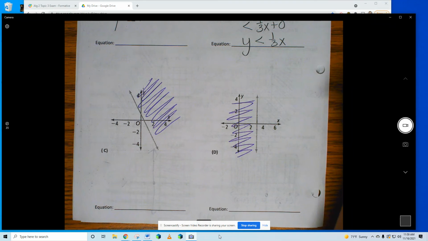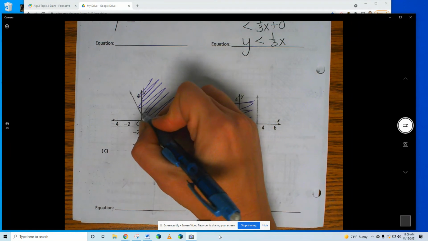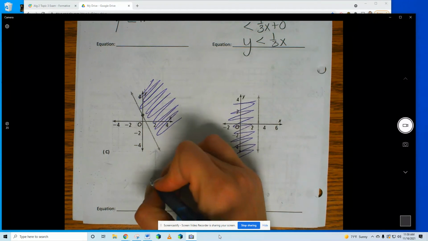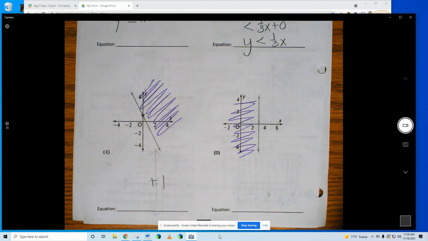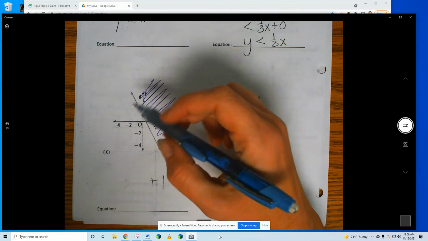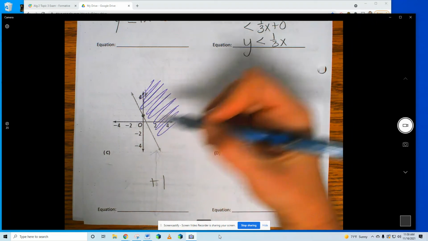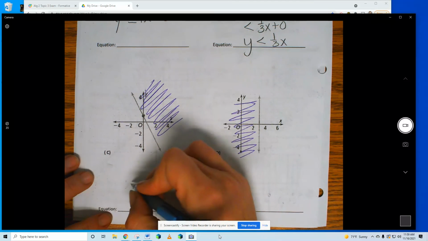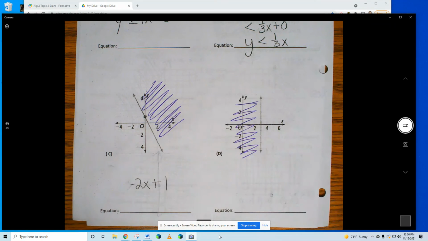My y-intercept is where I begin. Wherever it crosses the y-axis. That's 1. What's my slope? It's going downhill, so it's going to be negative. Negative 2x. Negative 2 over 1.